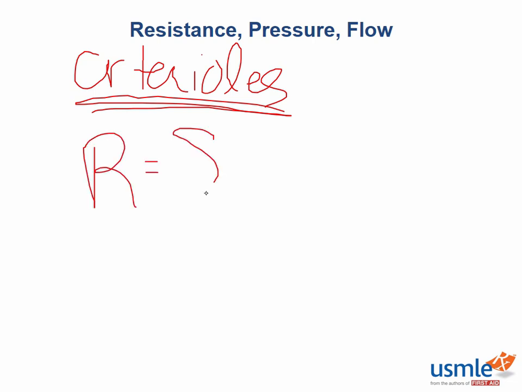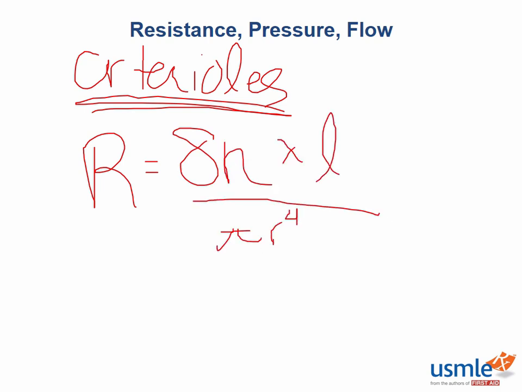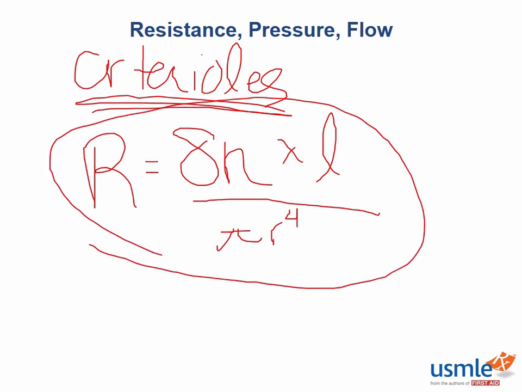Well, remember that resistance is equal to 8 times viscosity, represented by this symbol here, times length over pi r to the 4th. This is your equation that determines resistance in a vessel, for instance. So the things that we could do to increase resistance in a vessel would be increase the viscosity, we could increase the length of that arteriolar vessel, or we could decrease the radius of the vessel. So now let's go through these one at a time and break them down.